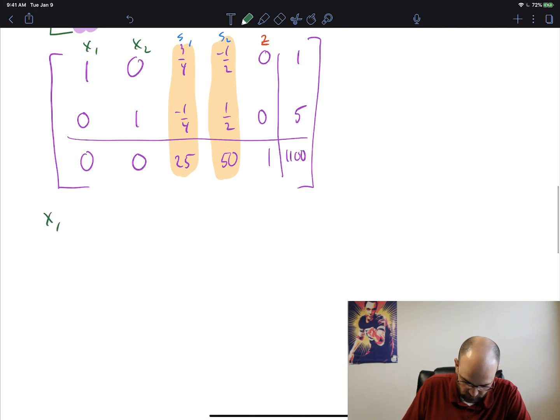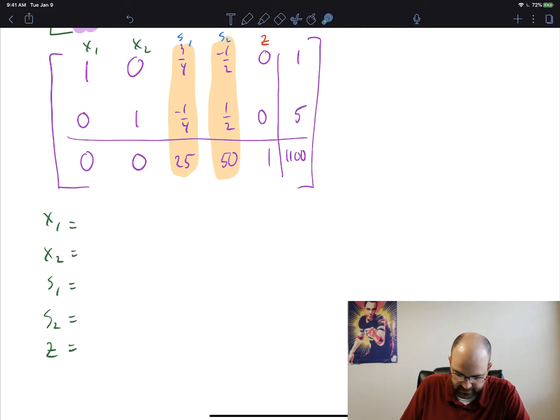We have x1, x2, s1, s2, and z. So x1 is 1, so equals 1. So x1 equals 1. x2 is here, so 1x2 equals 5. Notice that S1 and S2 are both zeros here. And then the Z, 1z equals 1100.